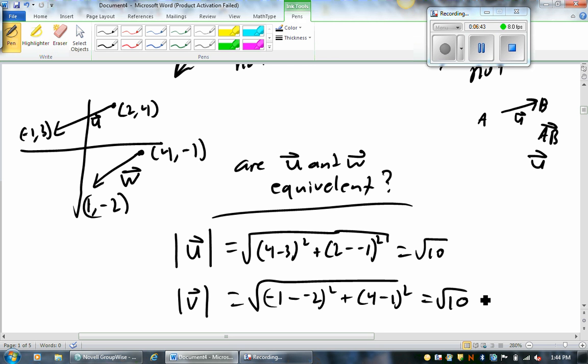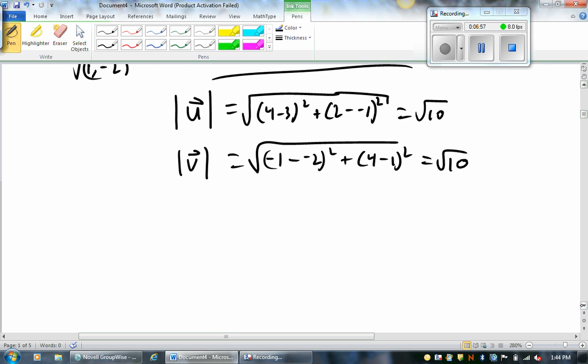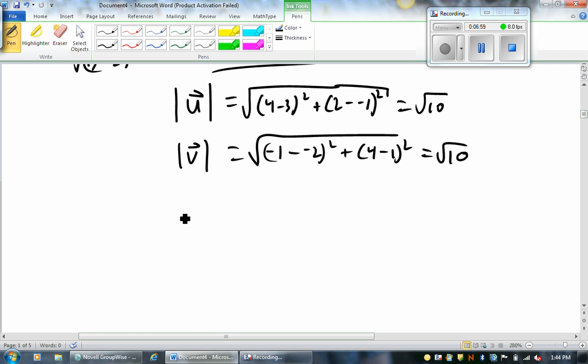Now that we've checked the distances, we still have to check to see if they're in the same direction. One of the ways we can check that is to look at the slope. So, come down here. The slope of vector u is going to be 4 minus 3, y1 minus y2, all over 2 minus negative 1, the x's, and that's going to come out to 1/3.